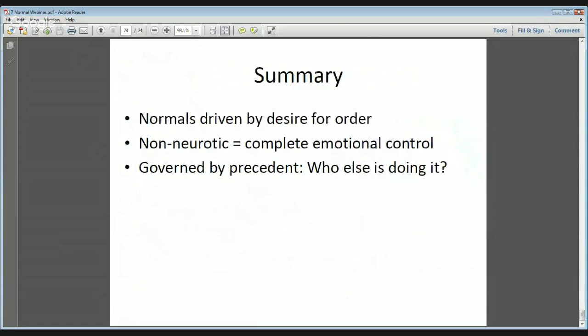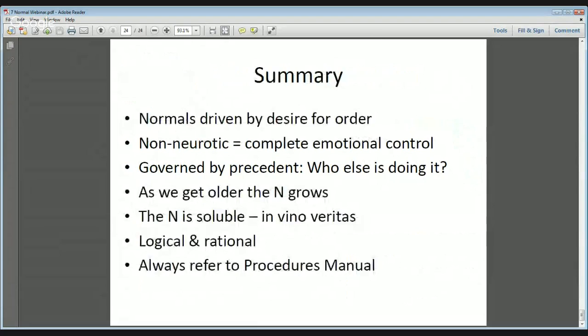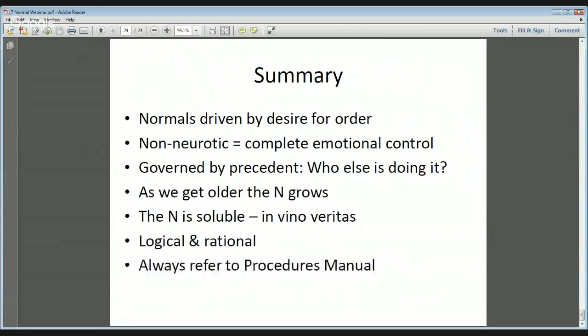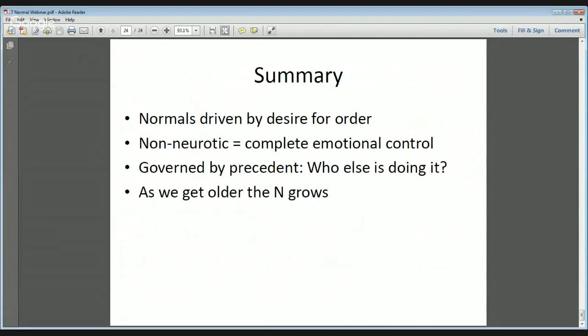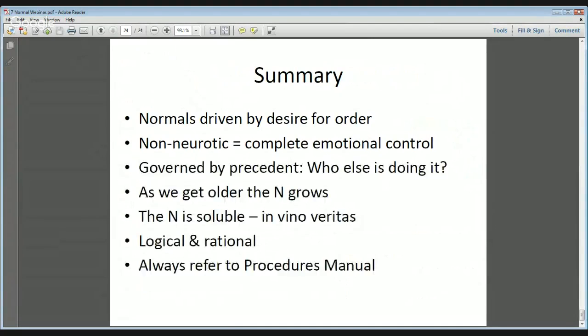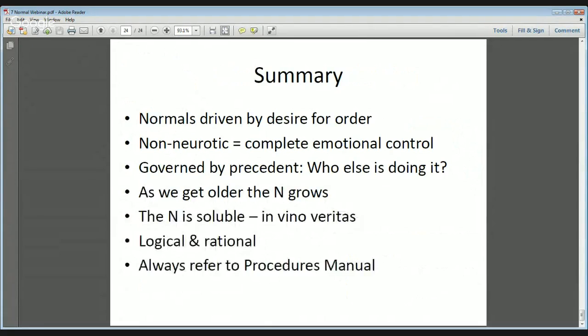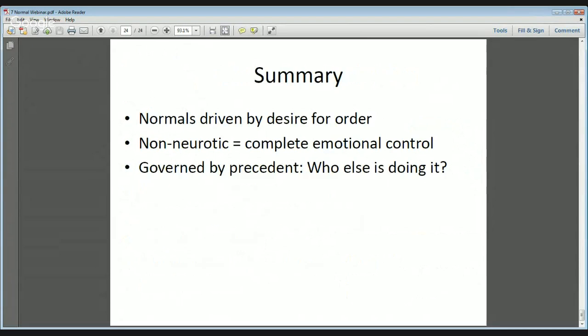So finally, how do we summarize this up? Normals are driven by the desire for order. They're non-neurotic, i.e. they're in complete emotional control. As mentioned previously, they're governed by precedent. Their first question is, who else is doing it? As we get older, the end grows. That's very important. And the other thing about the normal is that it's soluble. It's in vino veritas, as the Romans say. In wine, there is truth.